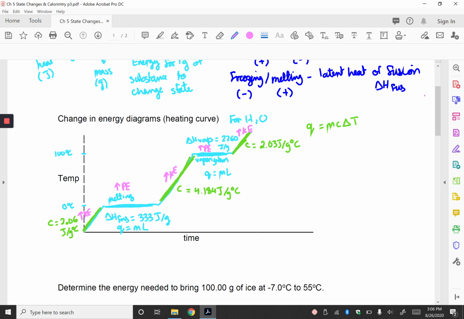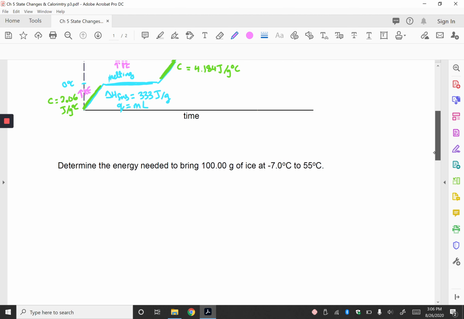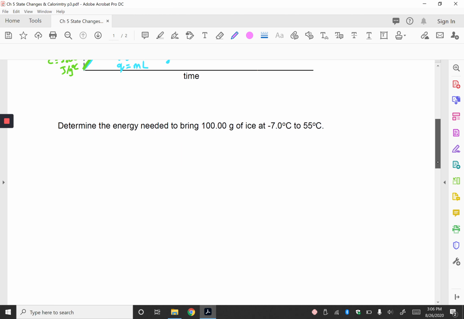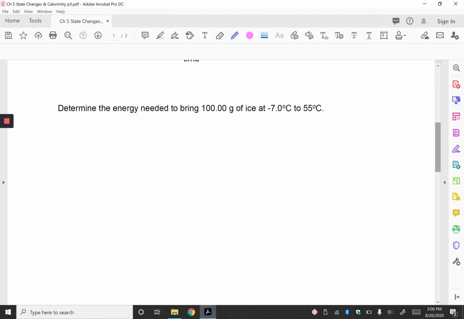And so on the homework or on the test, I could ask you to calculate the heat that is transferred, whether it's absorbed or released, in one little step, or 2 steps, or 3, 4, or 5 steps. So let's practice one here. This one shows all 5 steps, just so you can see them, but you could be asked for just a part of this. So we want to determine the energy needed to bring 100 grams of ice at -7 Celsius, very cold, to 55 Celsius. I'm wrong, this was not 5 steps.